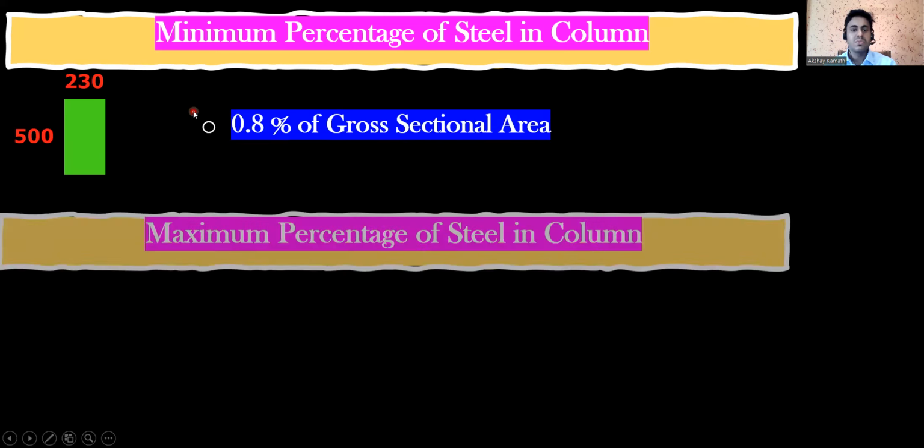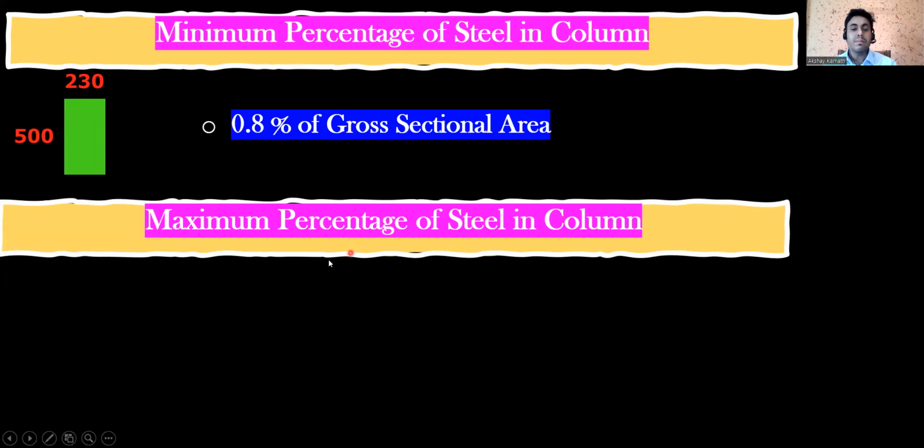Got it? And what is the maximum percentage of the steel in the column? Now we understood the minimum. They are going to ask this question, and this is one of the good questions an interview can ask. Even if you go for a junior level structural job, you can expect this question. And how do you calculate this? I'll tell you how to calculate this.